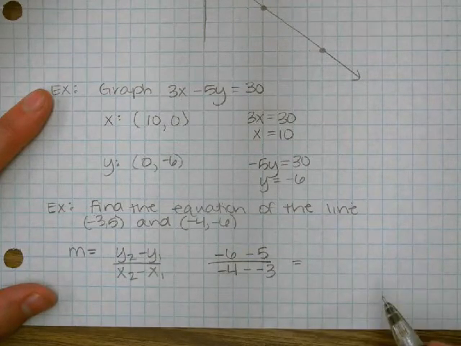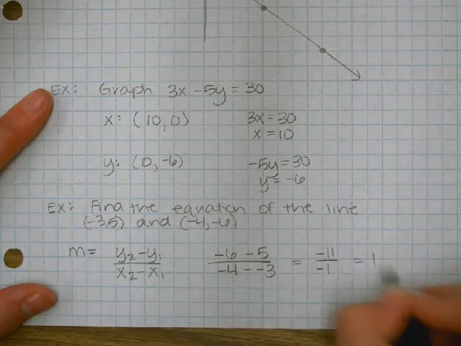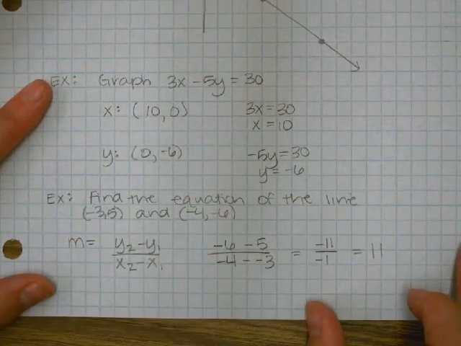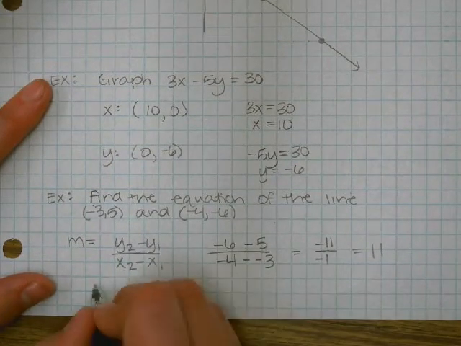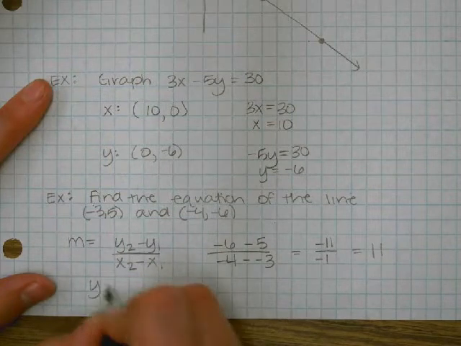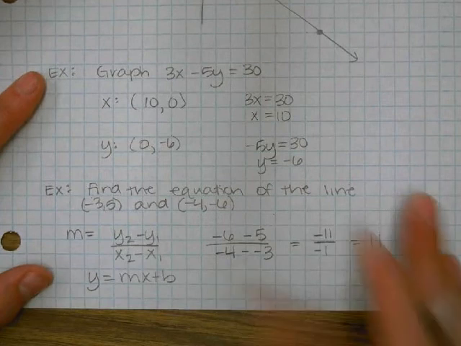And that gives me negative 11 over negative 1. So the slope between those 2 points was 11. And then to write the equation of the line, I just have to go back and plug in some information. So y equals mx plus b is what we're comfortable with, so that's most likely what we would do.